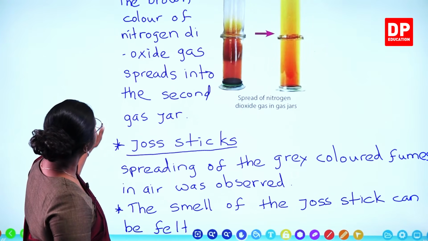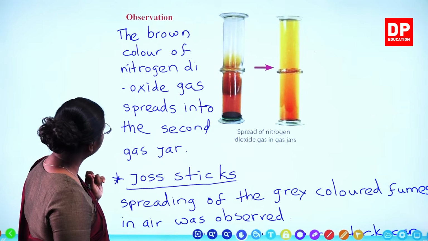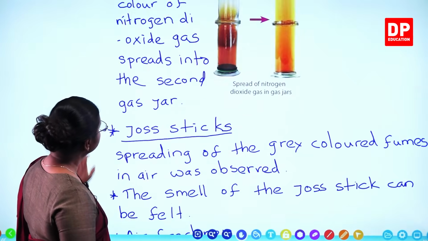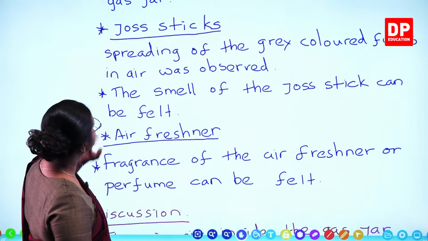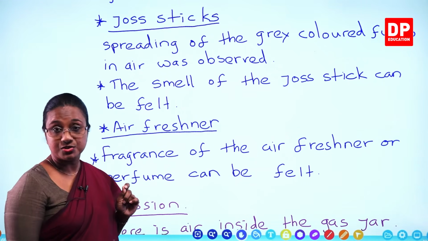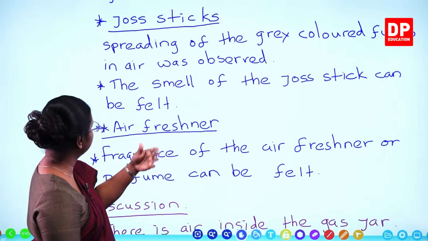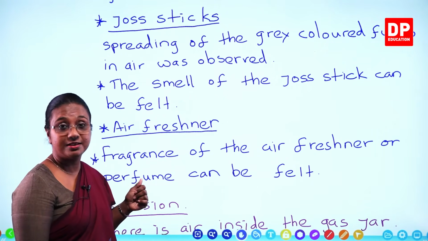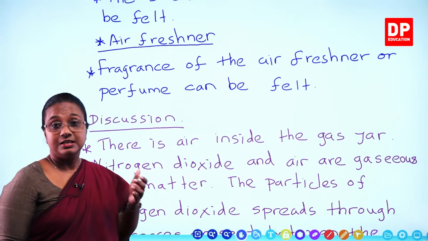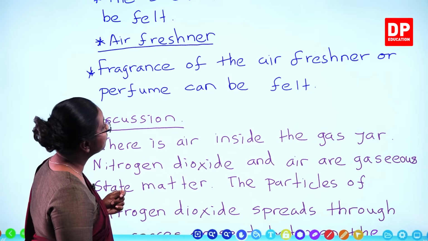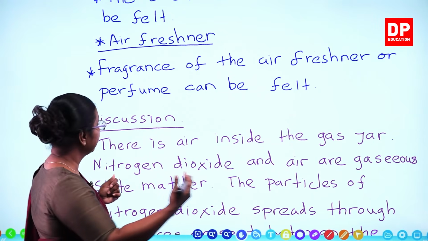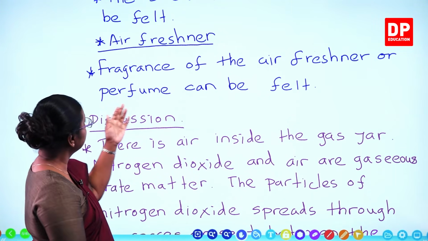So here you can see the observation: the brown color of nitrogen dioxide gas spreads into the second gas jar. That was the first activity. Then we saw in the second activity with the joss sticks, spreading of the grey colored fumes in air was observed, and also the smell of the joss stick can be felt. Then when we used air freshener again, we can feel the smell of the air freshener. So the fragrance of the air freshener or perfume can be felt, and you can smell it from a little away from the perfume or the air freshener.